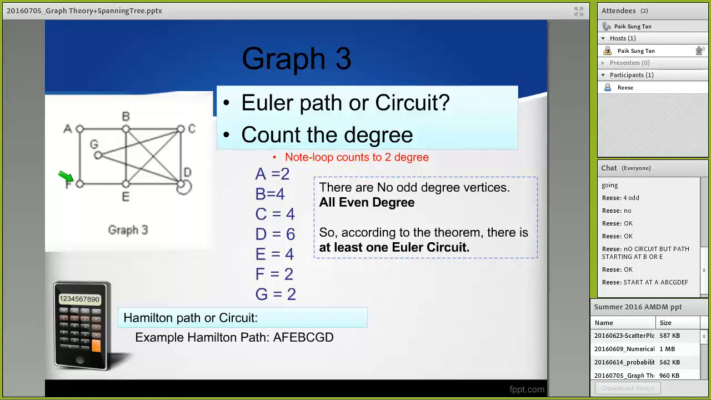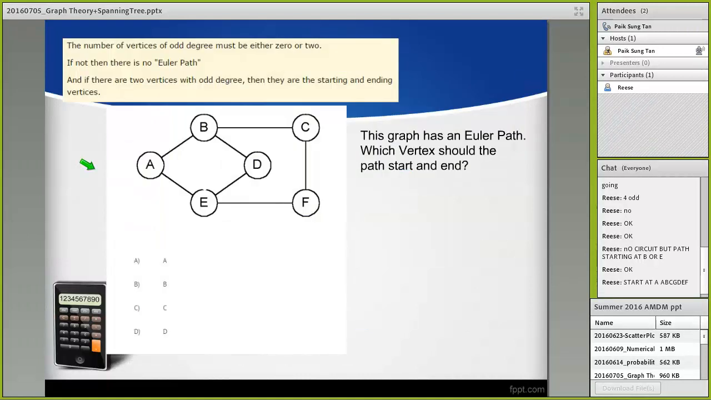I have A, F, E, B, C, G, D. That's a Hamilton path. And for my Hamilton circuit, I have A, B, C, just like yours, except I end at A, and then I make it a circuit. A circuit is like a circle: you go back to the original starting point to make a circle.